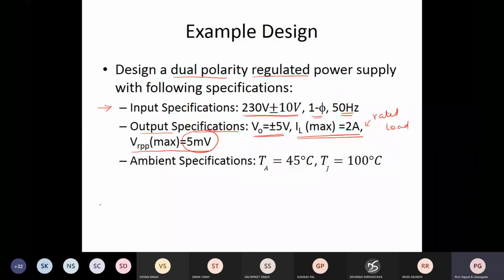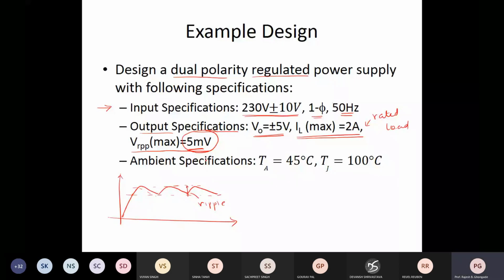Now, if you remember, if I'm having a capacitor input filter, my output waveform will be something like this. These are going to be the peak values, and this is going to be the ripple. Our specification says that this ripple value should be 5 millivolts or less than that. If it is 6 millivolts, your design will fail.